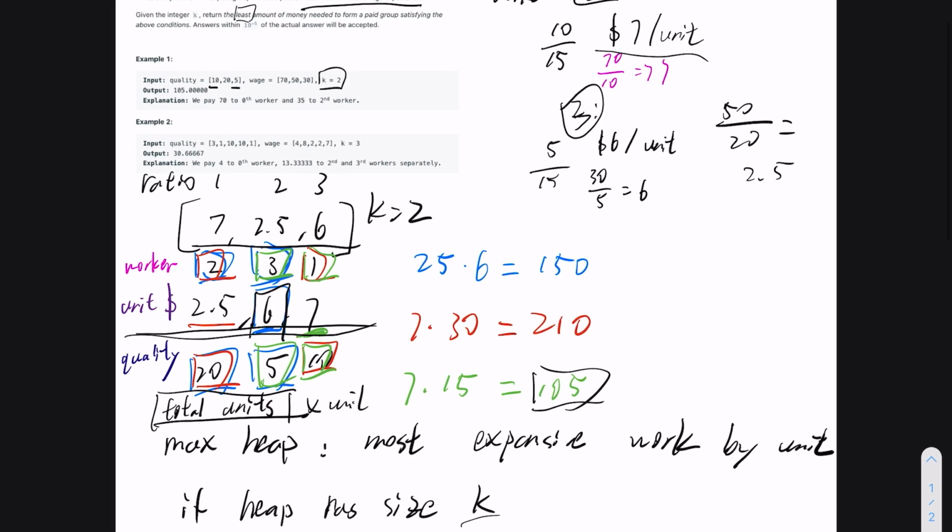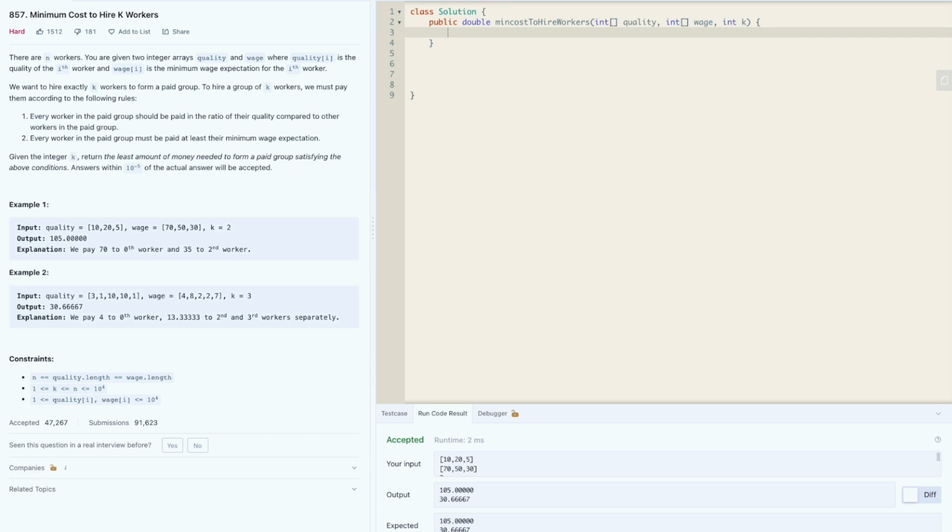All right, so let me code this up. So like I said, we will need a priority queue that will have integers, with Collections.reverseOrder inside the priority queue, because we want a max heap. And then we want to have an array of workers.